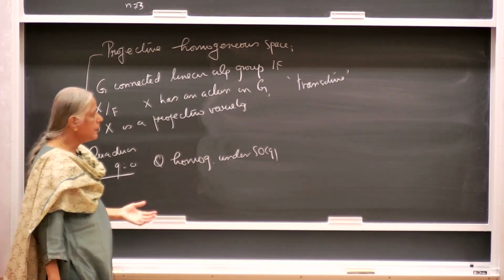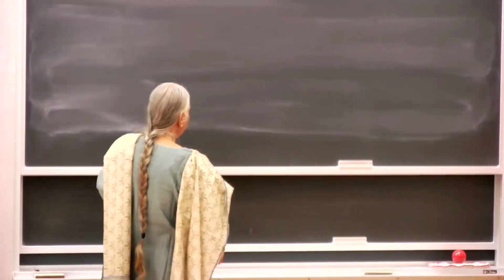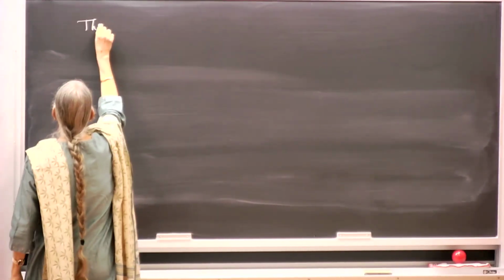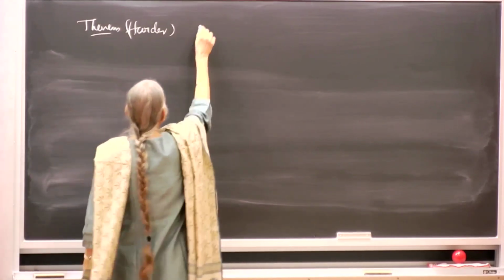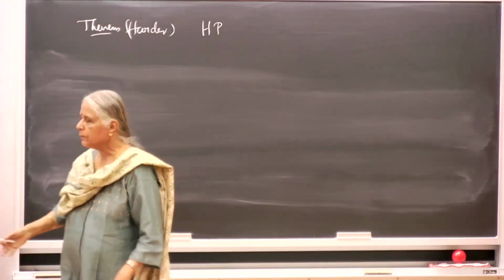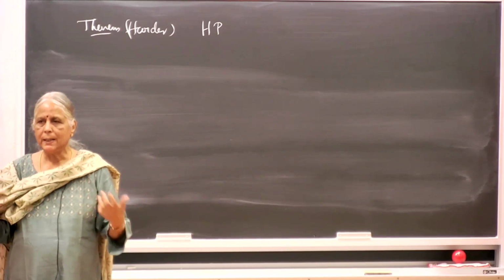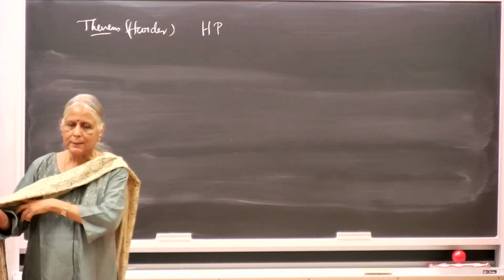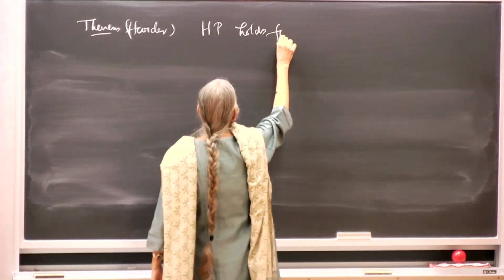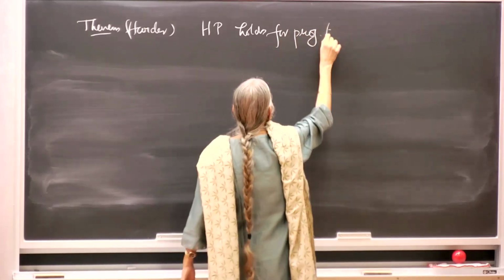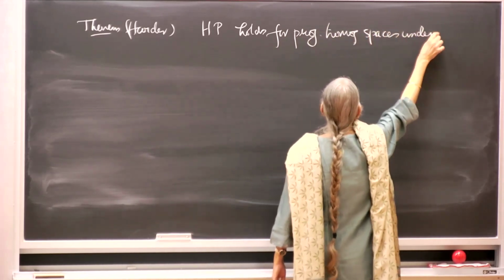So if you take projective homogeneous spaces, then we have the following beautiful theorem of Harder, which says that the Hasse principle holds. We say the Hasse principle holds if a variety that locally admits a point already admits a point over the field, and a class of varieties satisfies the Hasse principle if every member of the family does. So he proves that the Hasse principle holds for projective homogeneous spaces of connected linear algebraic groups.